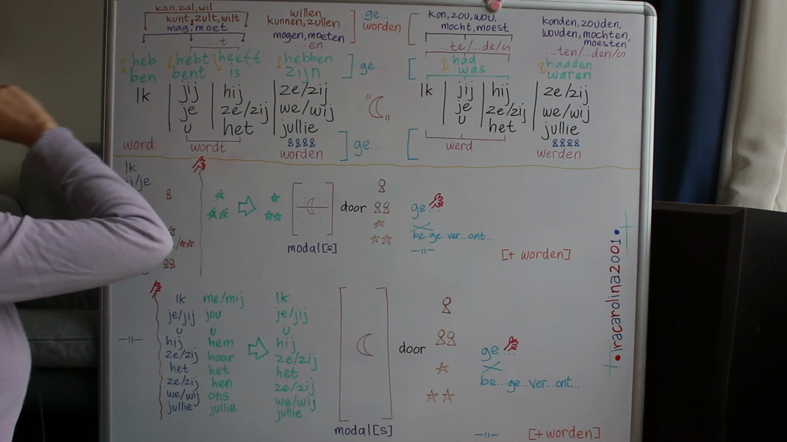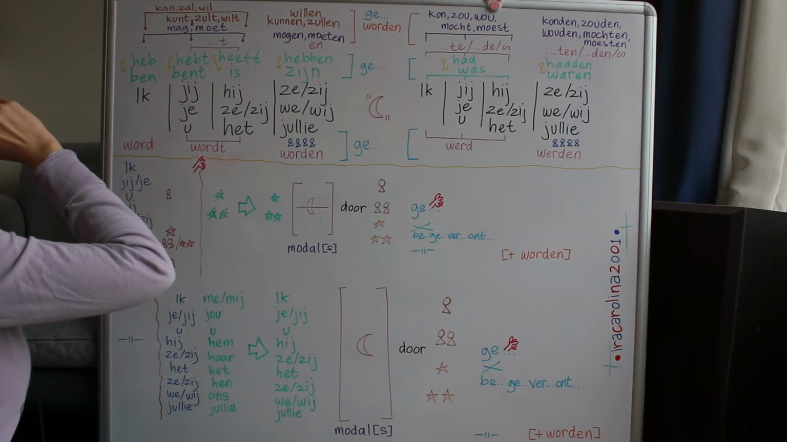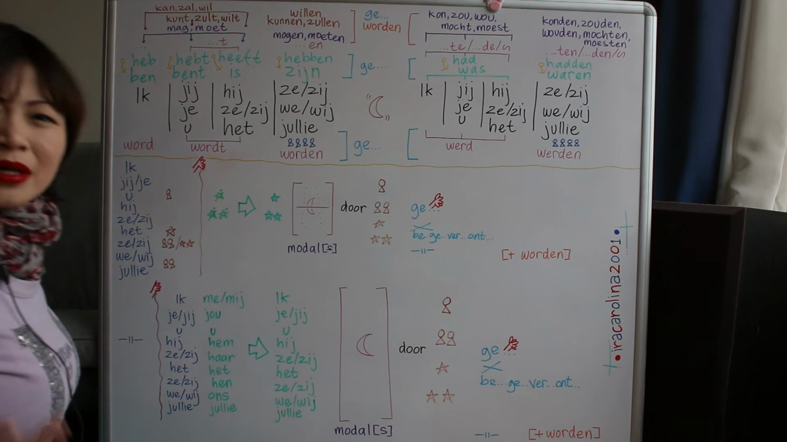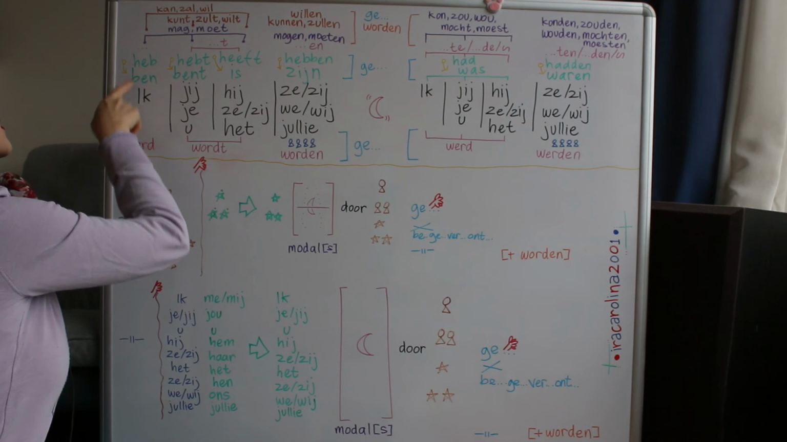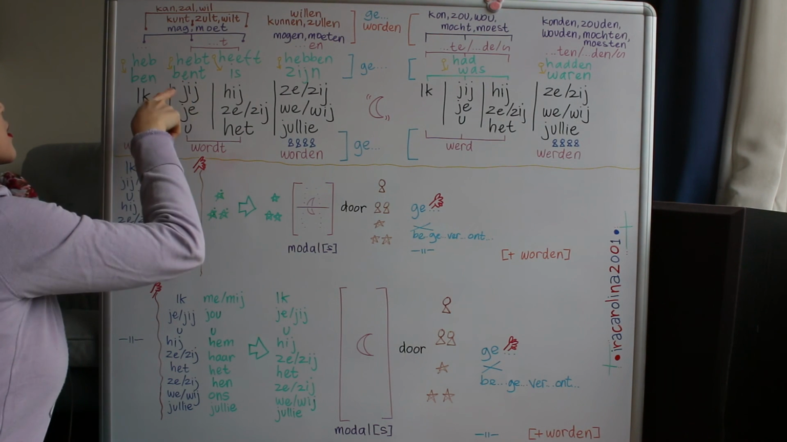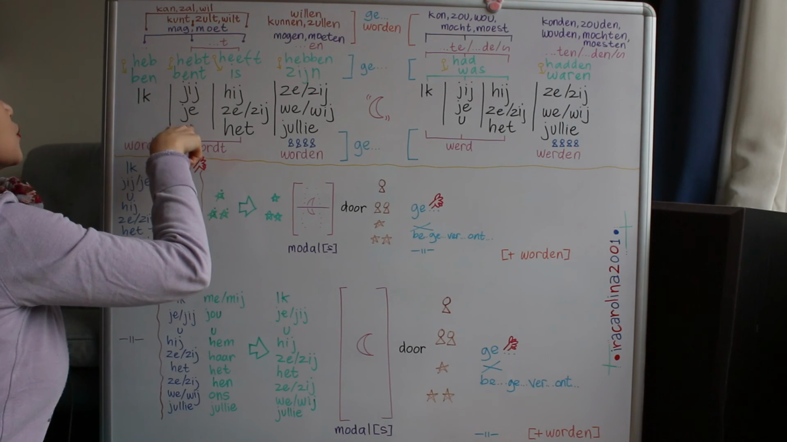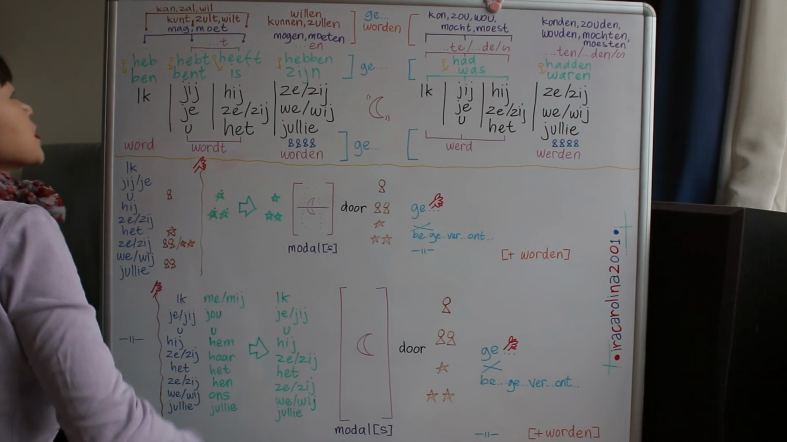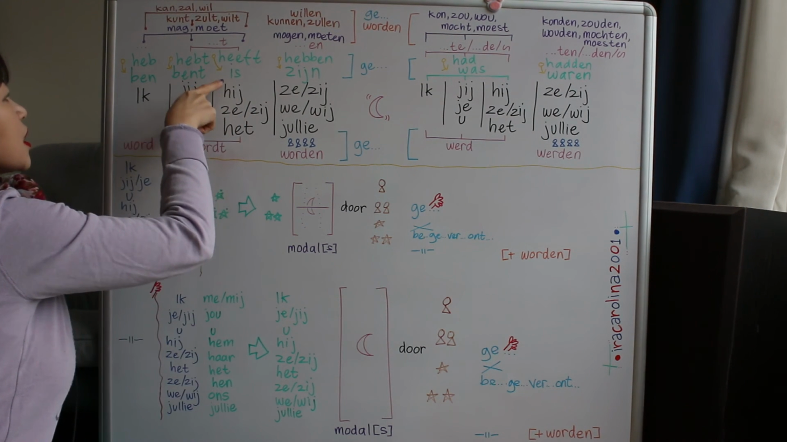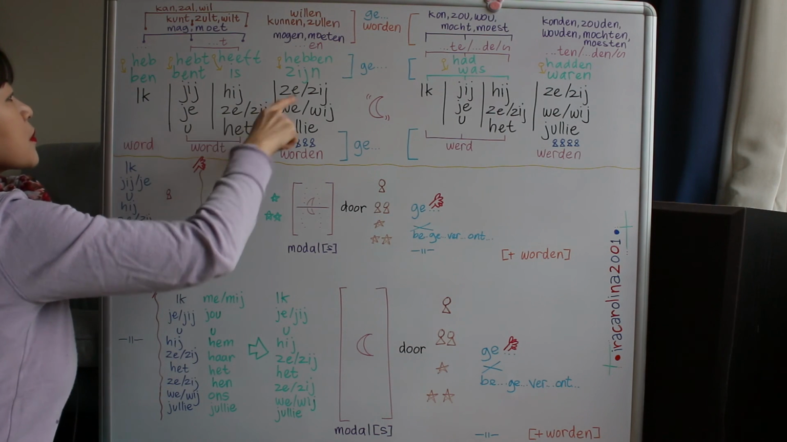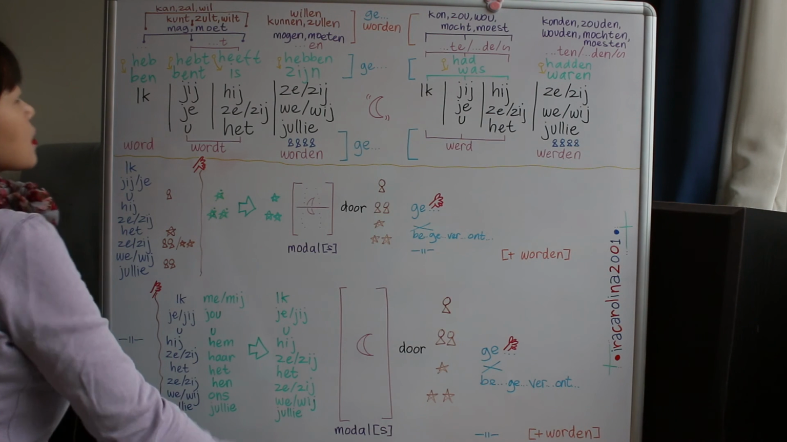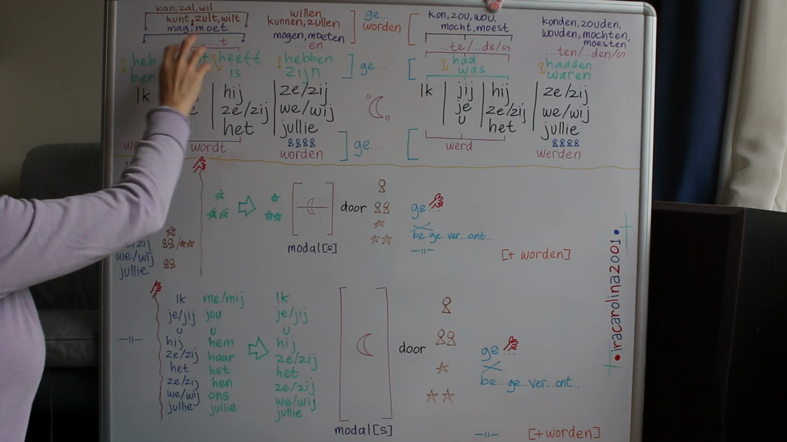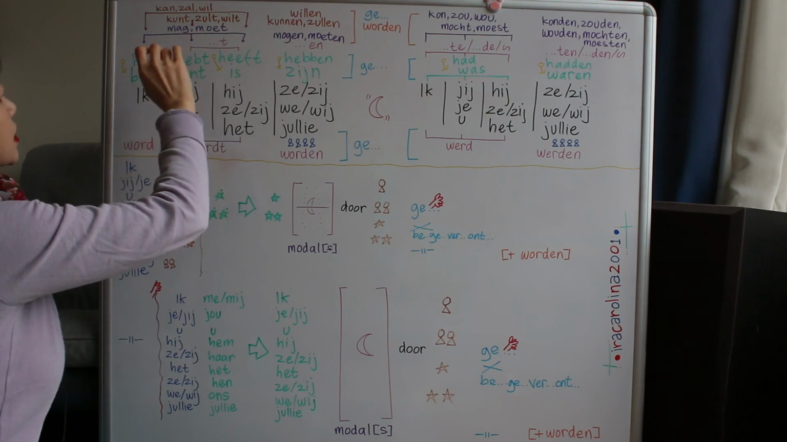And here I have several words. Ik comes with ben and then heb. The jij, je, u with bent and hebt. Hij, ze, het with is and heeft, and the plural with zijn and hebben. So these are the words.